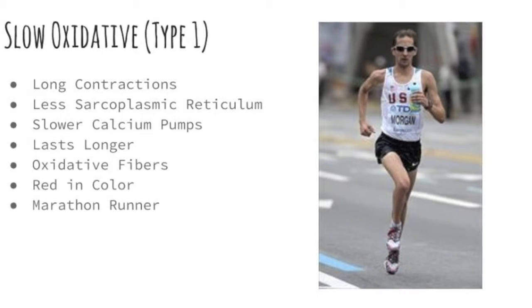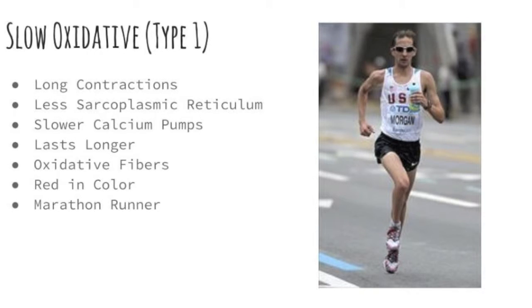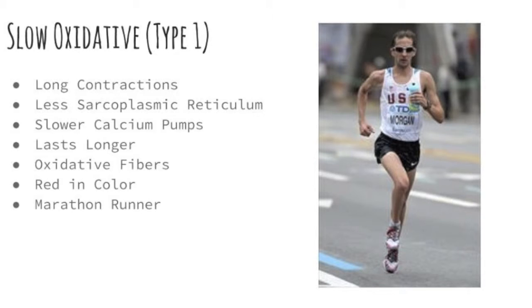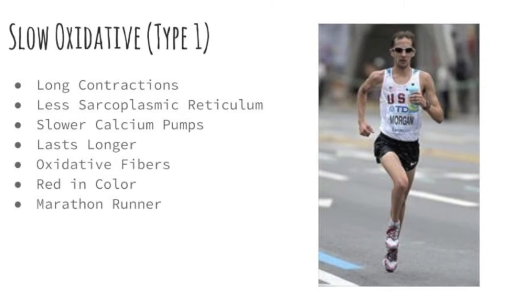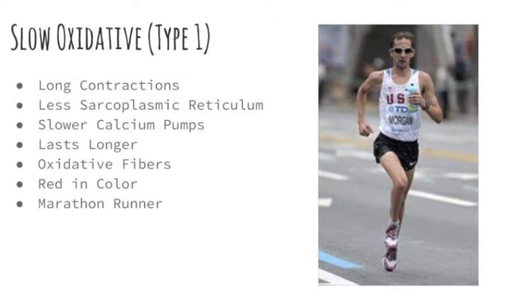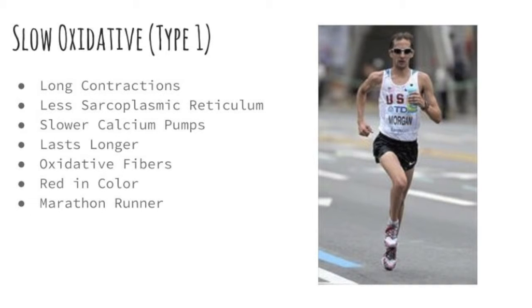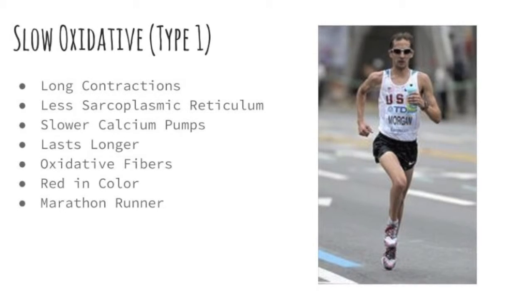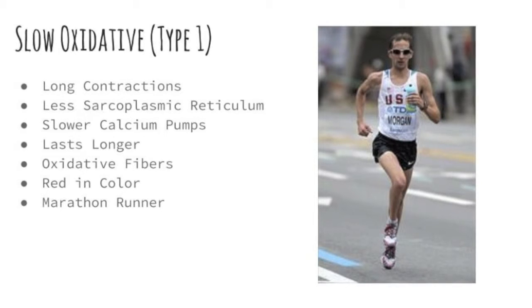Because it's a slow twitch, it has oxidative fibers, which means it stores energy, and they have many mitochondria, a rich blood supply, and a large amount of an oxygen-storing protein called myoglobin. Myoglobin binds oxygen more tightly than hemoglobin, so it can effectively extract oxygen from the blood. Because it has the oxidative fibers, it is very red in color.